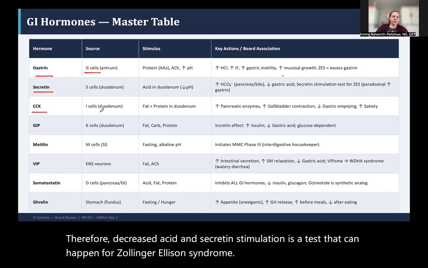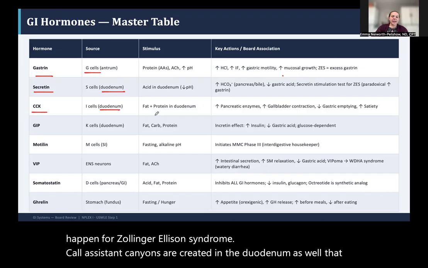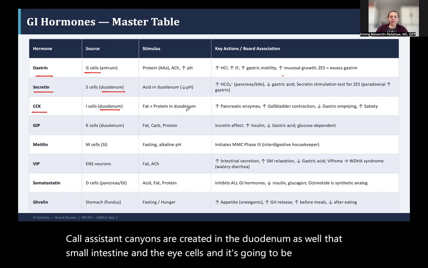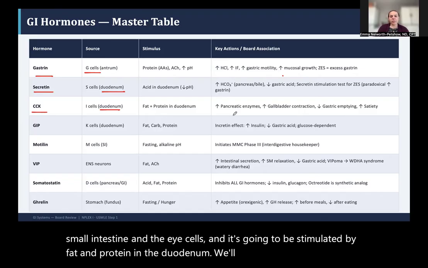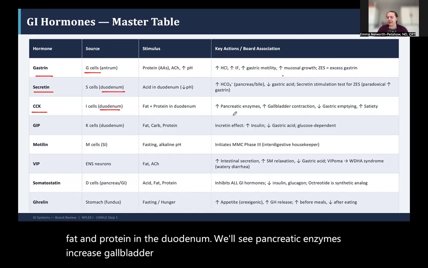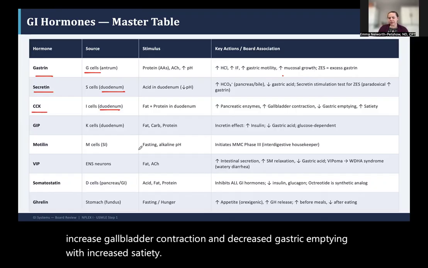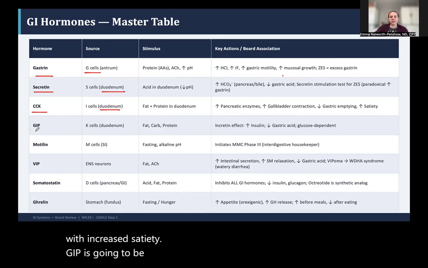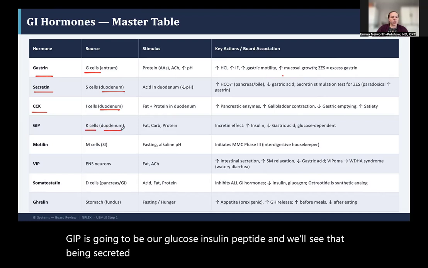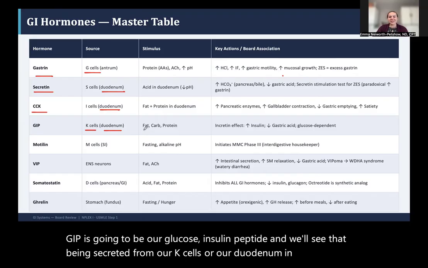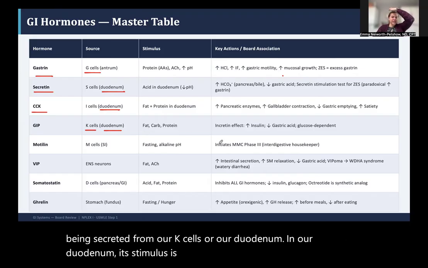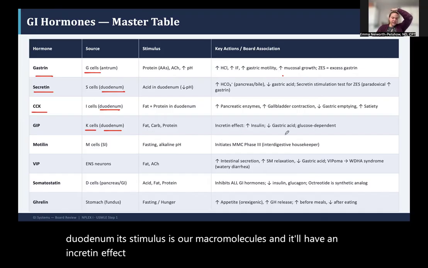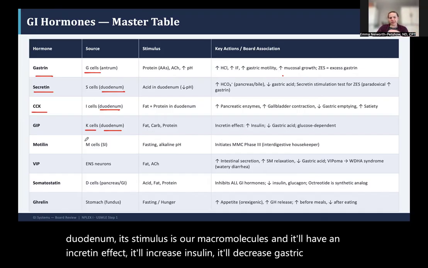Cholecystokinin is secreted in the duodenum as well, in the small intestine from the I cells, and it's stimulated by fat and protein in the duodenum. We'll see pancreatic enzymes, increased gallbladder contraction, and decreased gastric emptying with increased satiety. GIP is our glucose-dependent insulinotropic peptide, and it's secreted from our K cells in the duodenum. Its stimulus is our macromolecules, and it has an incretin effect. It'll increase insulin, decrease gastric acid, and it is glucose dependent.